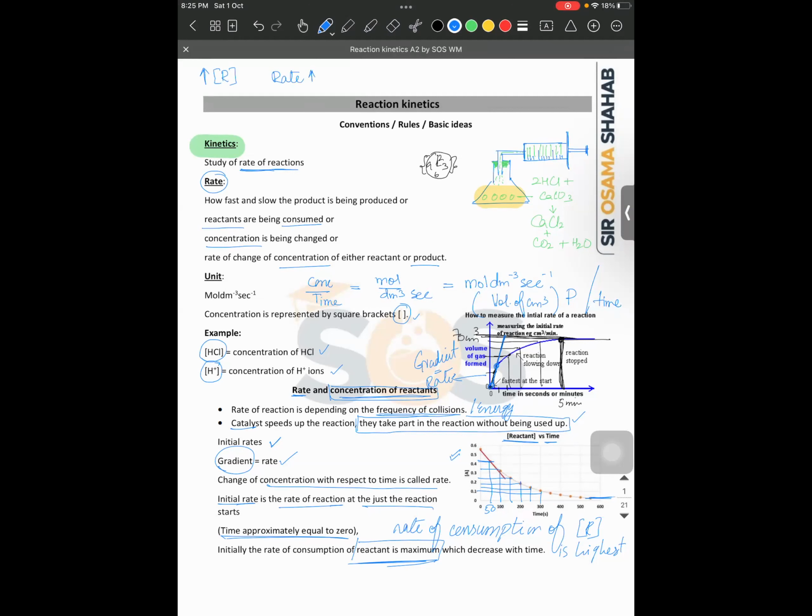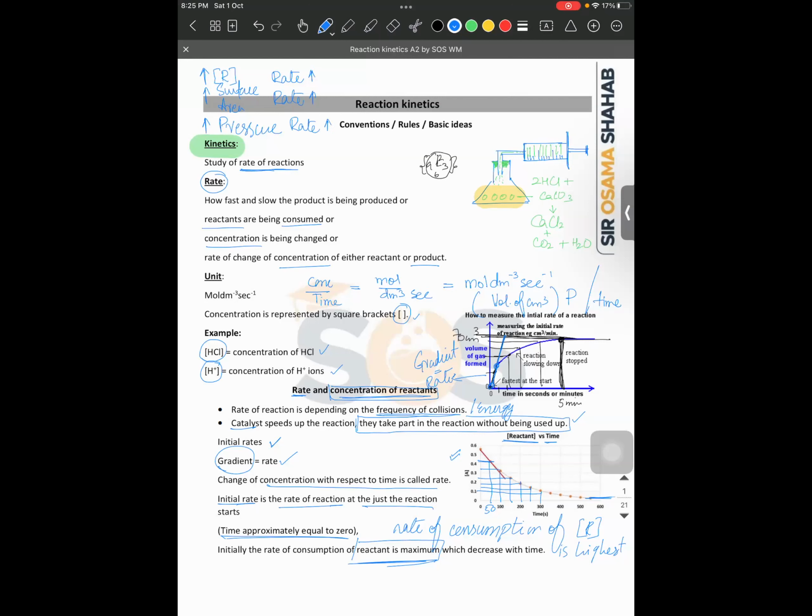If you talk about the particle size, or I just need to use the surface area over here. If you increase the surface area, definitely the rate of reaction is going to be increased. If you talk about pressure, and the pressure is always for gases only, if you increase the pressure, the particles of the gases come closer to each other, so the rate of reaction increases.